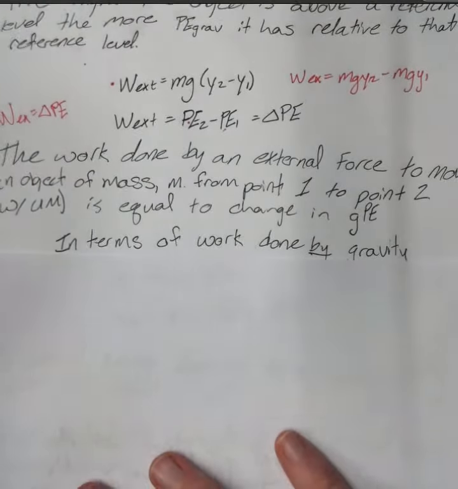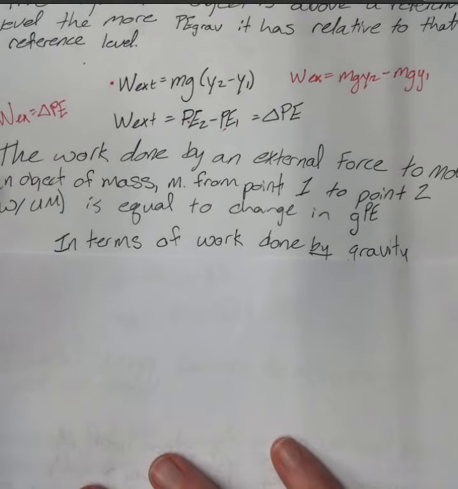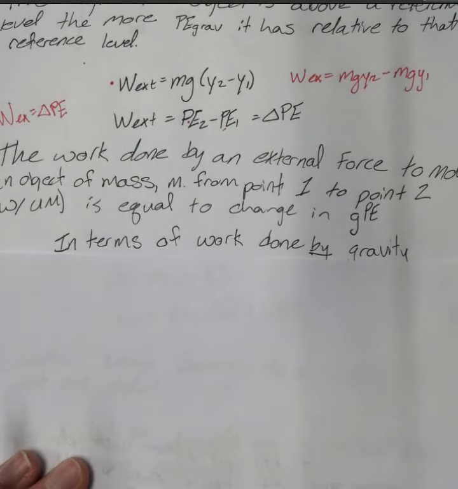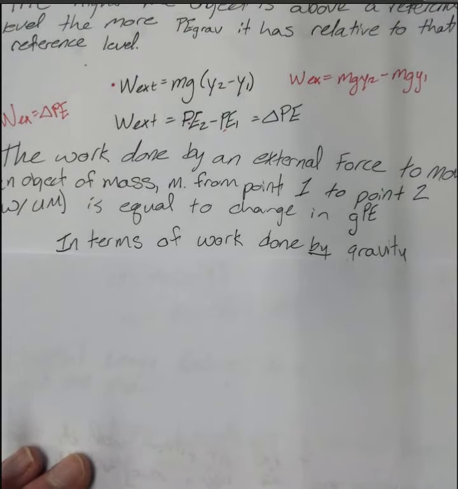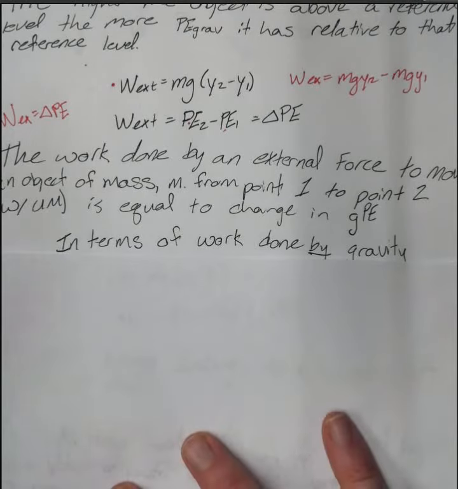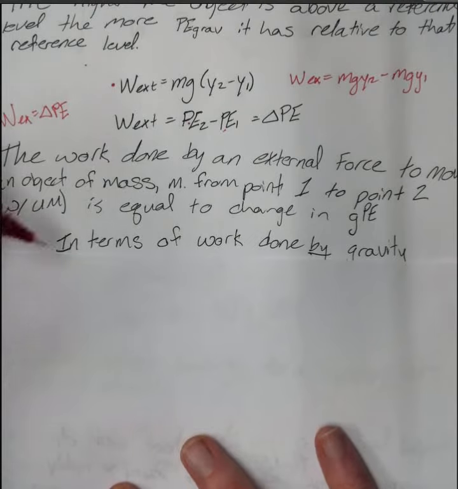The work done by an external, so this is the work done by an external force to move an object of mass m from point 1 to point 2. And that's saying that the work that's done by an external force to move it from position 1 to position 2 is going to be equal to the change in potential energy from position 1 to position 2. We could also take a look at work done by gravity. See, this work was done against gravity. It was done to move an object upward.